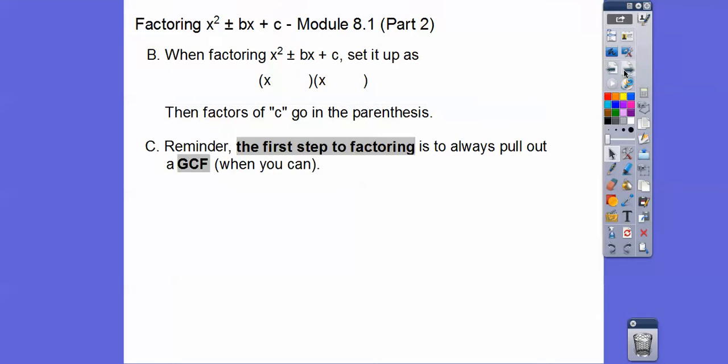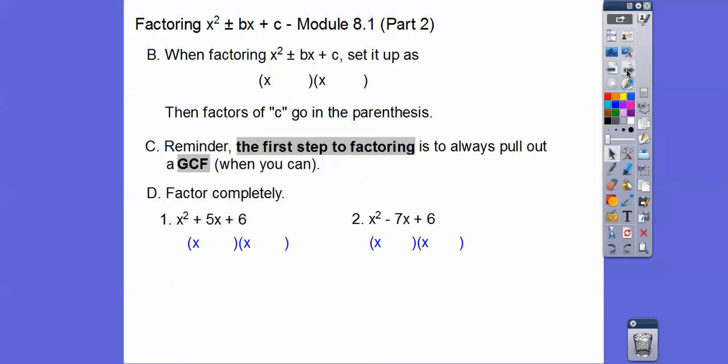Okay, so here we go. Don't forget that your first step of factoring is, if you can pull a GCF out, to go ahead and pull a GCF out. Okay, all right, so let's go ahead and factor these guys right here. Number one is x squared plus 5x plus 6. And then number 2 is x squared minus 7x plus 6.